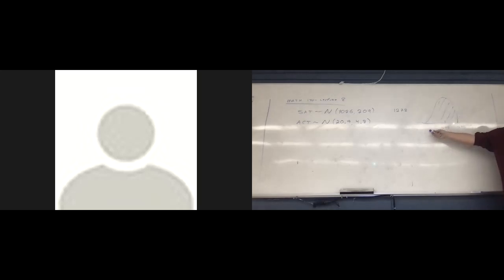And then what's your upper gonna be? 1278. What's your mean gonna be? 1026. What's your sigma gonna be? 209. And what does it give you? 0.88604. 0.886, 88.6%. Or 88.6 percentile.